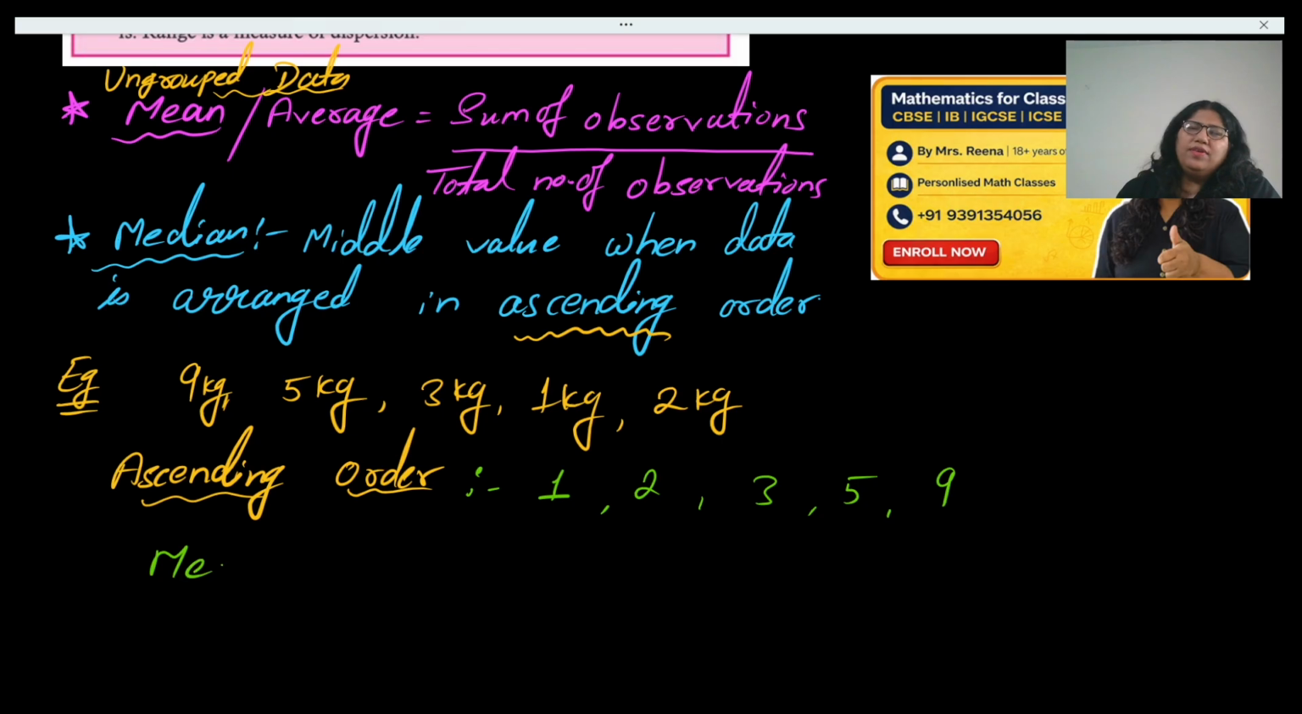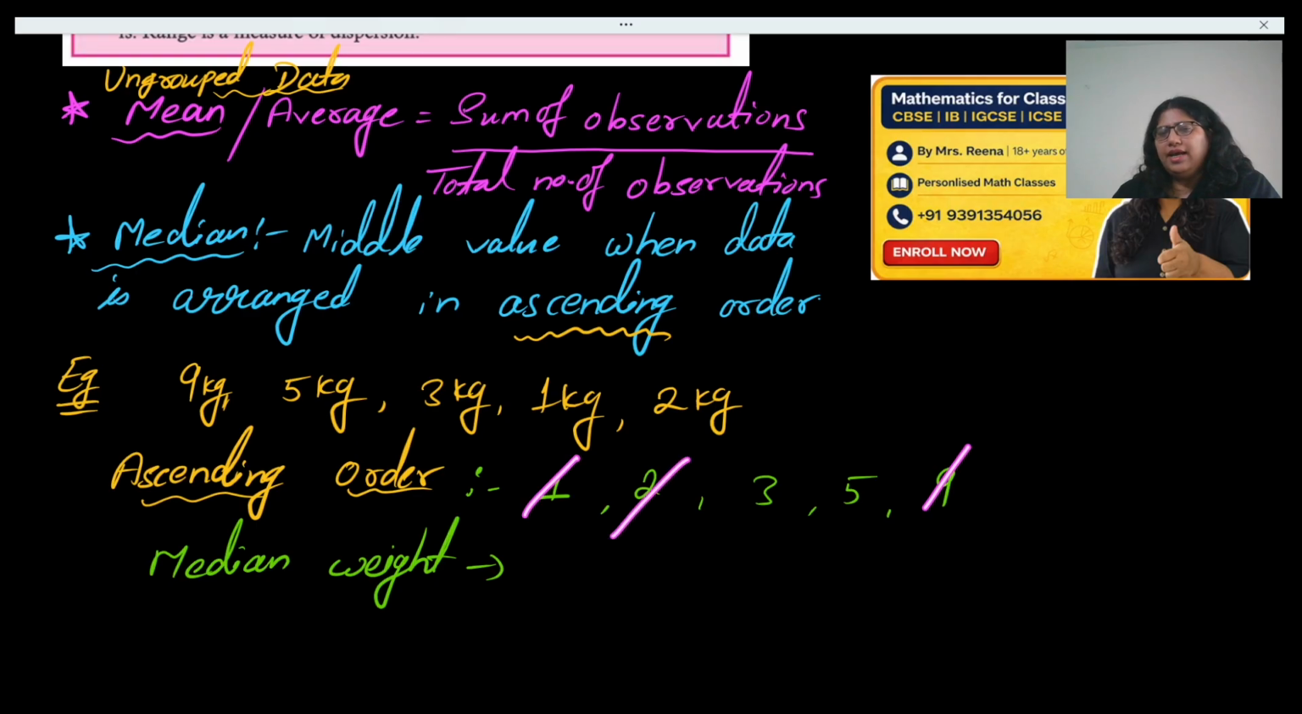So what is going to be the median weight here? Median weight means the middle value. How do we take the middle value? If I keep taking one value from both sides, we will be left with only one central value, right? If I cancel from both sides, we are left with 3. So the median weight is nothing but 3 kg.